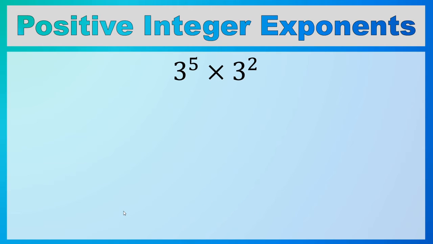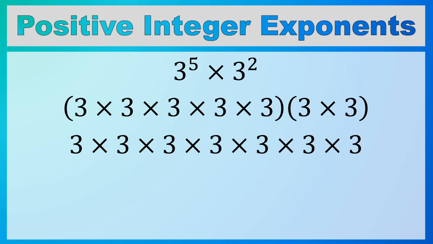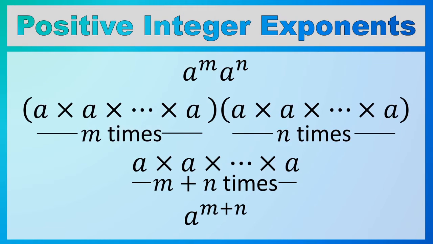Let's talk about how we would simplify this if we did not know that property. Well, the definition of exponents is repeating multiplication, and so we had this, and then we simplify it out, and now we have 3 multiplied to itself 7 times, and so that'd be 3 to the 7th power, and so that'd be 3 to the 5 plus 2, and so we are adding exponents. And you can do likewise for variables with m and n as positive integers.